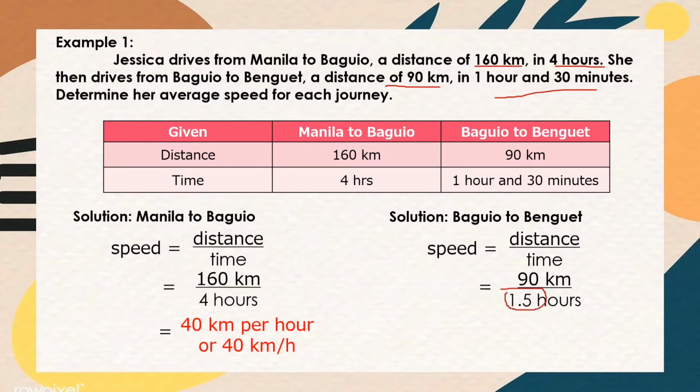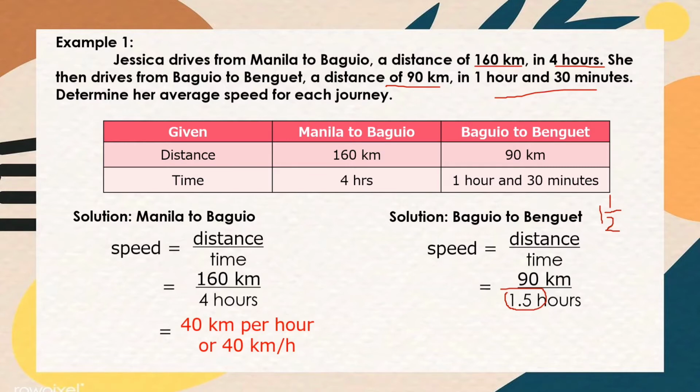So why is it not 1.3? Because 30 minutes is a half of 1 hour. So definitely we will use 0.5. Or we can also use the fractional form. So we have here 1 and 30 minutes is 1/2, so we have 1 and 1/2. If you're going to use this one, we'll change this into improper form. So that will become, okay, wait.